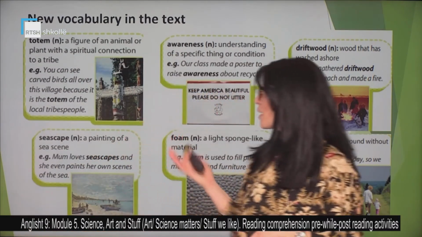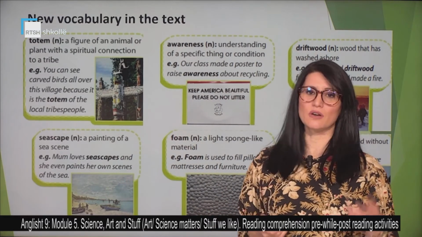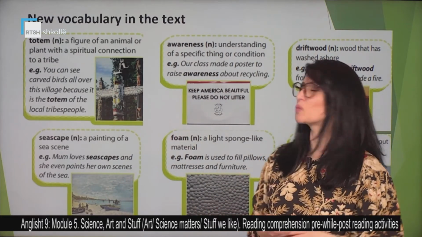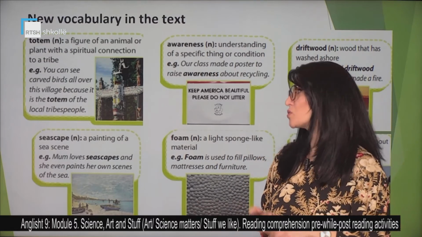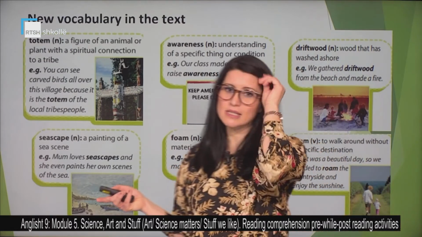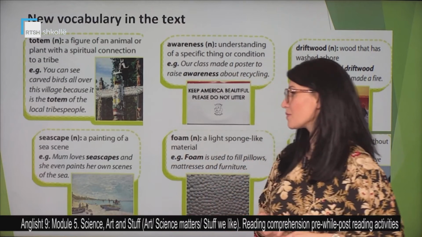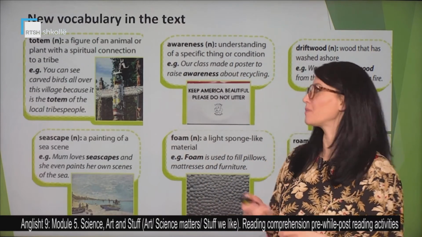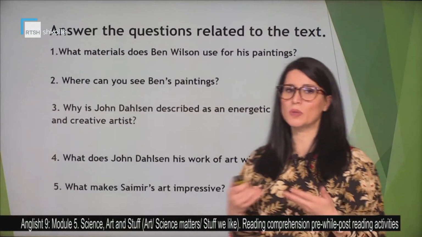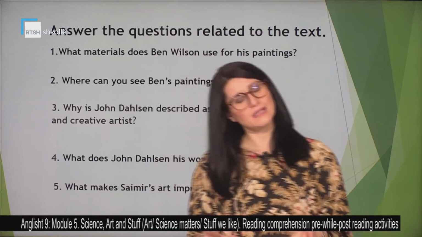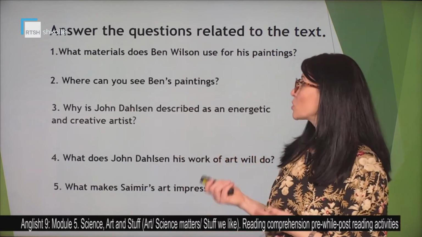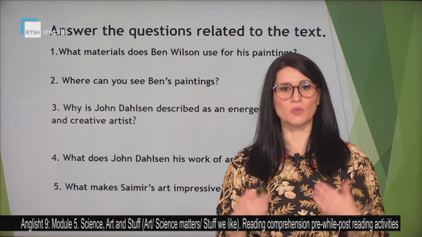We have 2 more other words. Totem. It's a figure of an animal or plant with some spiritual connection to a tribe. The last word is seascape. It's a painting of a sea scene. And now let's go on with some post-reading exercises or activities. We are going to answer the questions about our artists.